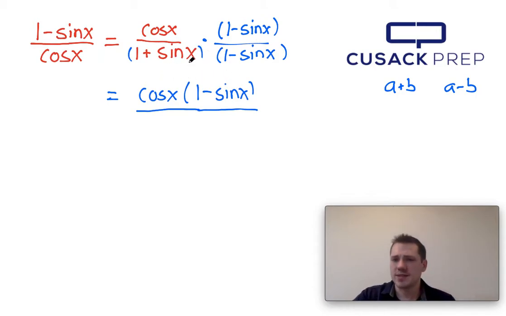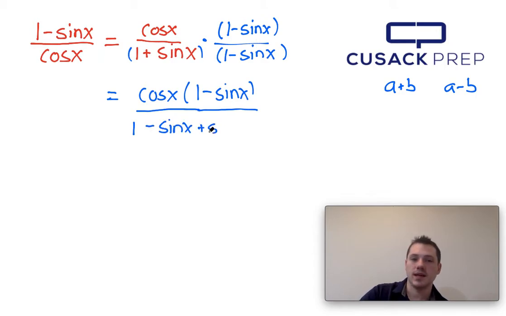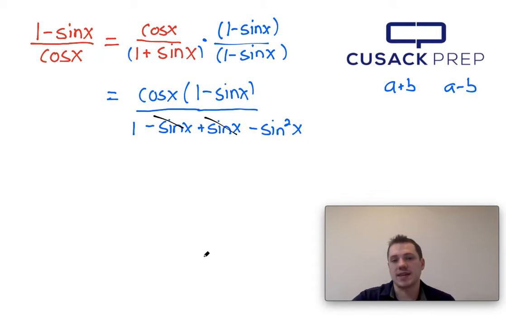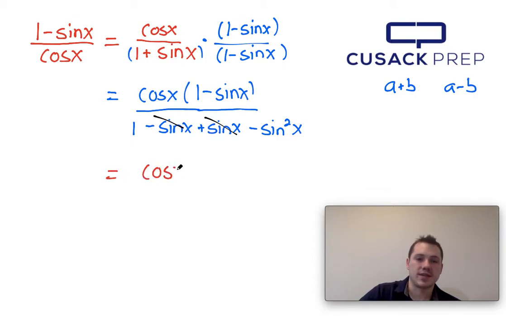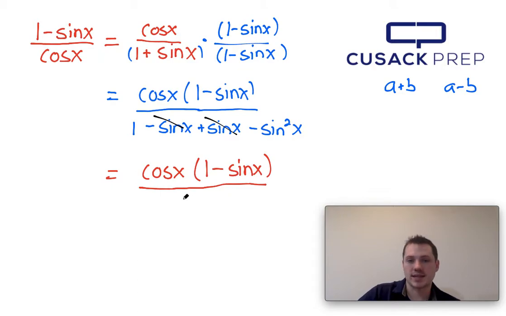I noticed that there's something about this: 1 plus something, 1 minus something, essentially the same thing, but the sign is different. Again, that's called the conjugate. And when you multiply conjugates, the middle terms cancel out. 1 times 1 is 1, minus sine of x, plus sine of x, minus sine squared of x. Since the middle terms cancel out, I can see that negative sine of x and sine of x cancel with each other. So then what I have is cosine of x times (1 minus sine of x) over 1 minus sine squared of x.